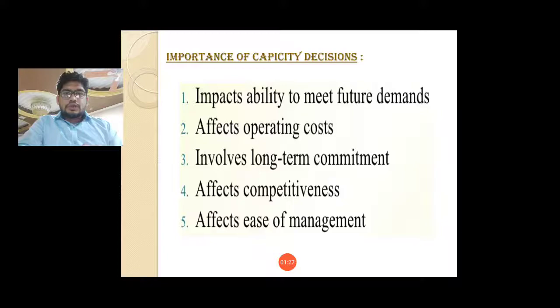The first one is that it impacts the ability to meet future demands. Second, it affects operating cost. Third, it involves long term commitments. The fourth one is that it affects competitiveness, and the fifth one is that it affects ease of management. Fine. This is generally the importance of capacity decisions.